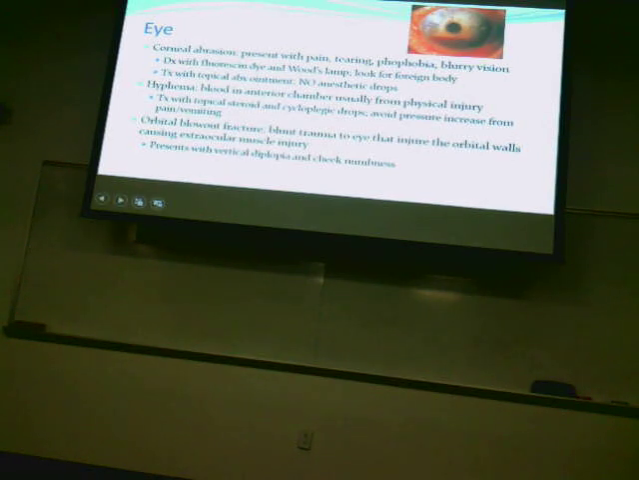Then you have your orbital blowout fracture. This is caused by trauma to the eye that breaks the walls around the eye in the orbit, and this can cause extraocular muscle injury. So sometimes they have diplopia if they have like those palsies in like cranial nerve 3 or cranial nerve 6, and they can also have cheek numbness as well from cranial nerve palsy.